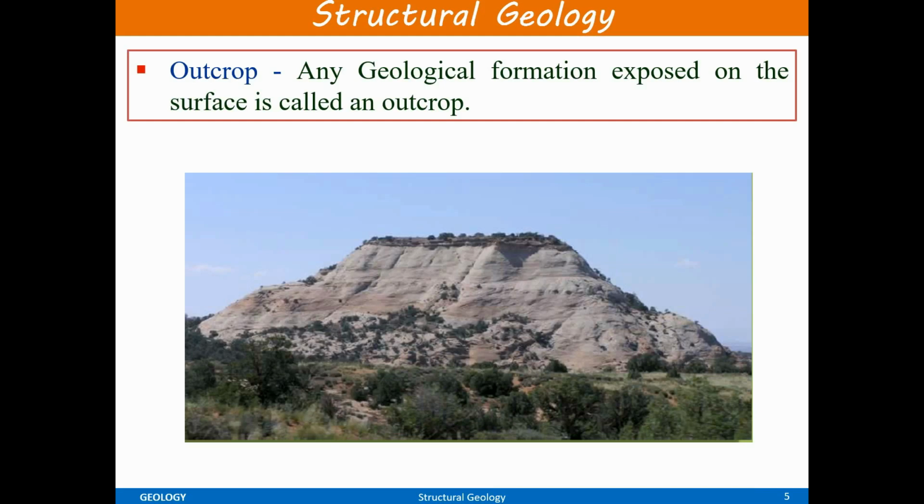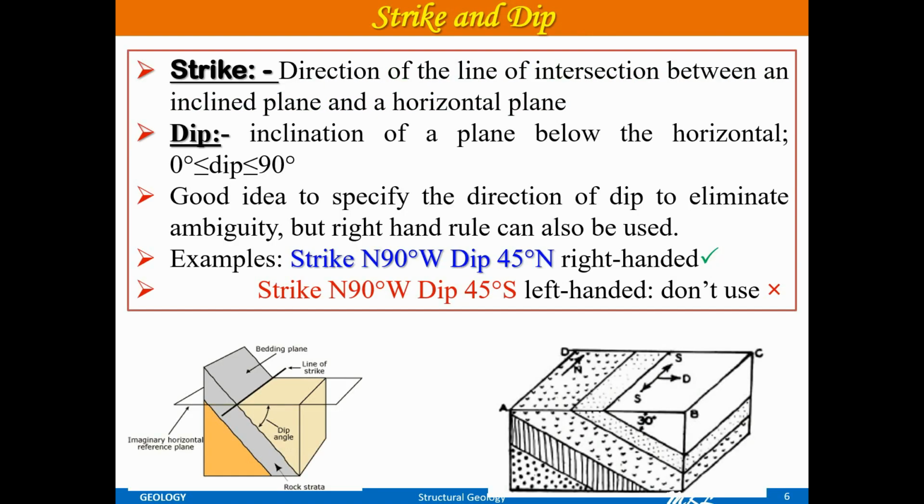Outcrop. What is an outcrop? It's a geological formation exposed on the surface. It's called an outcrop. Now let's discuss strike and dip.